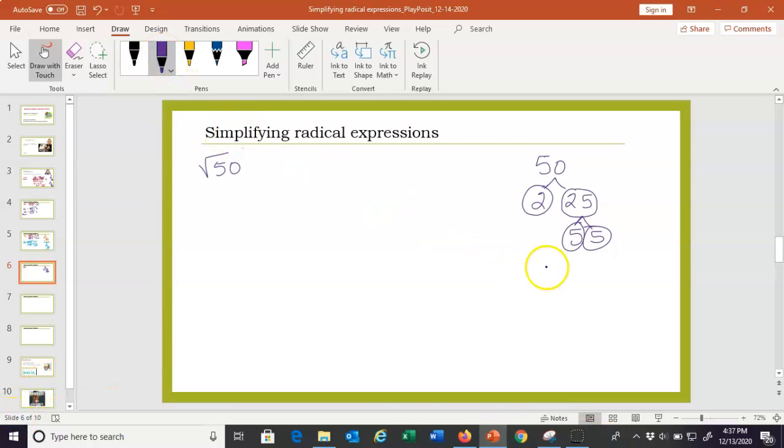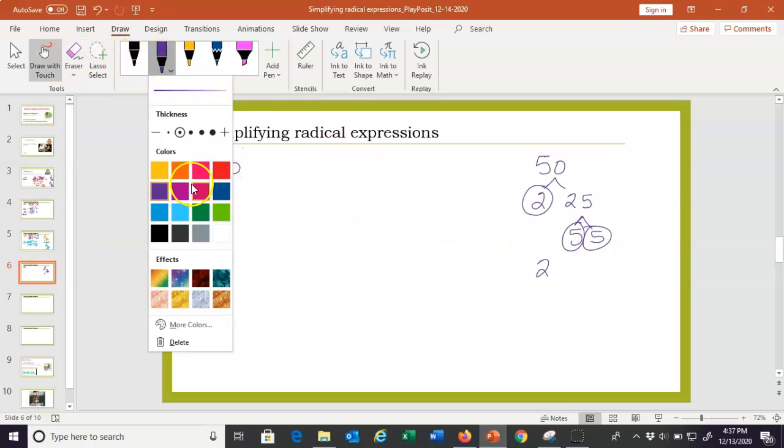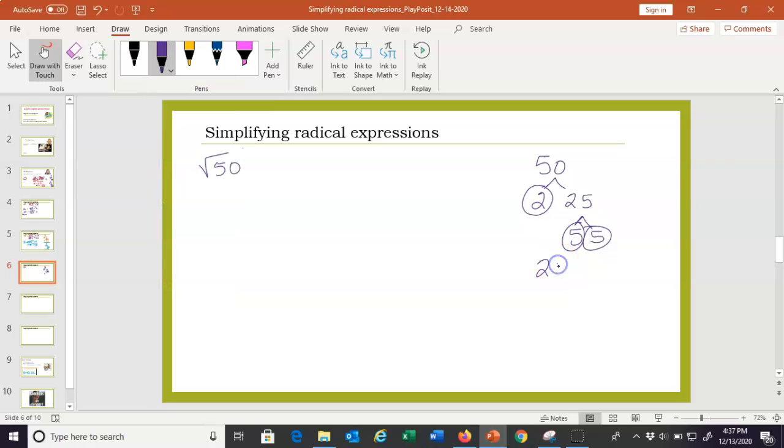All right, now we have our prime factors here. I'm not sure why I circled 25. 25 is composite. 25 is not prime. I'm only trying to circle the prime numbers. We kept going with 25. So here's our prime factorization.